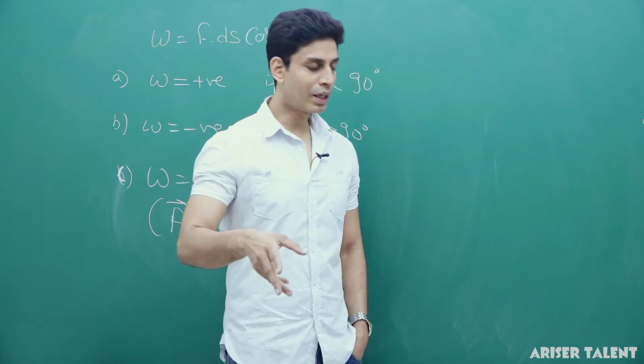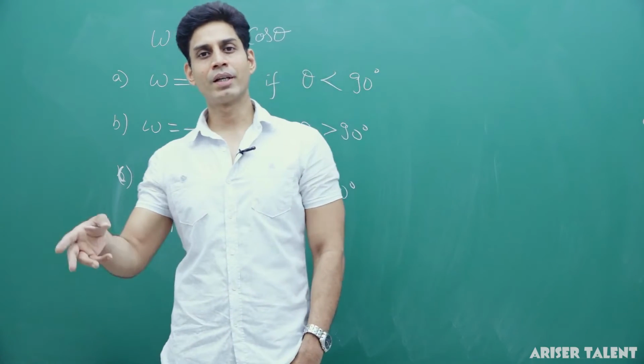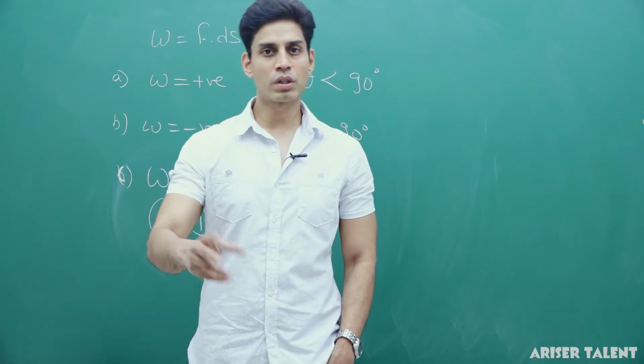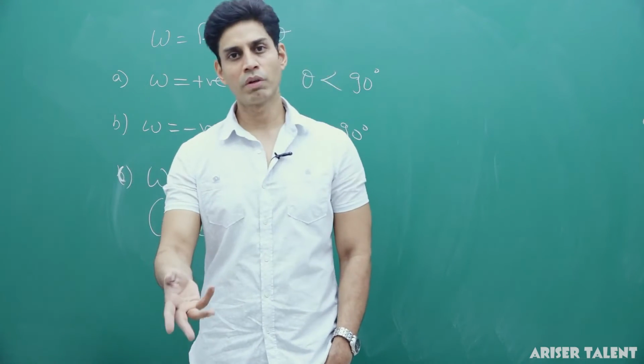If somebody asks what is the work performed by the centripetal force in half revolution, it will be 0. In 1/4 revolution, it will be 0. For one complete revolution, it will be 0. Fine.